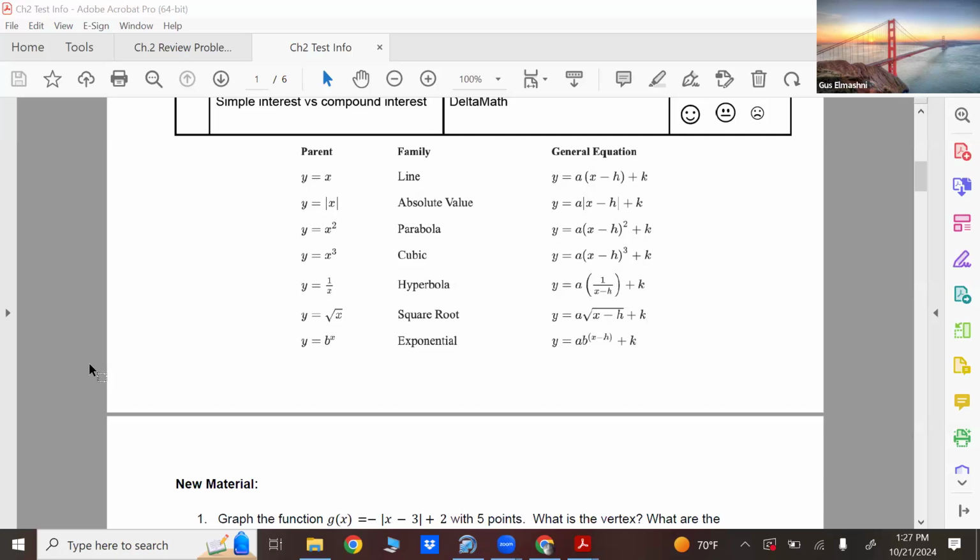The number out in front is A. The number you subtract directly or add directly to x is H. And the number you add to the outside is K. 100%. And number 2 will be just a repeat, just another function.